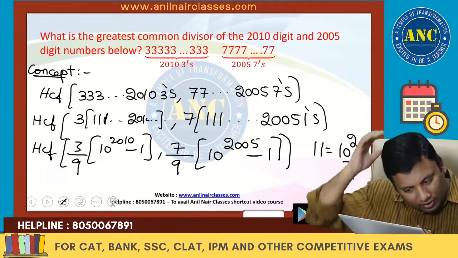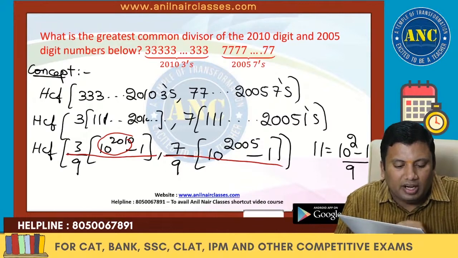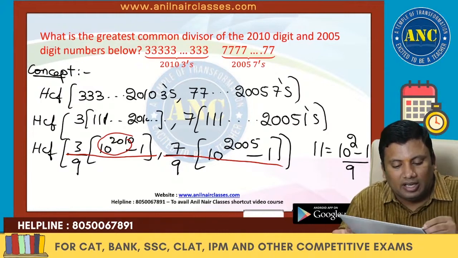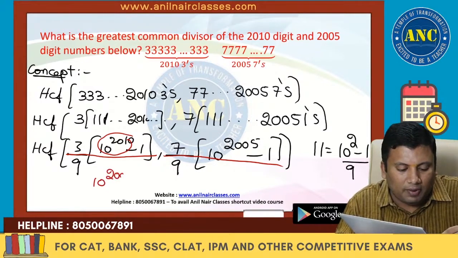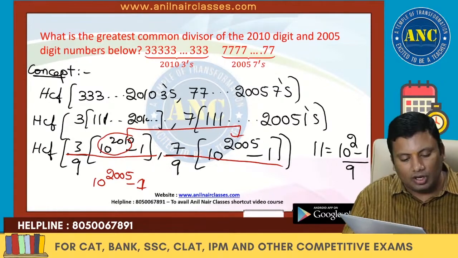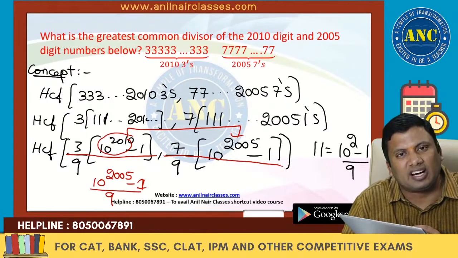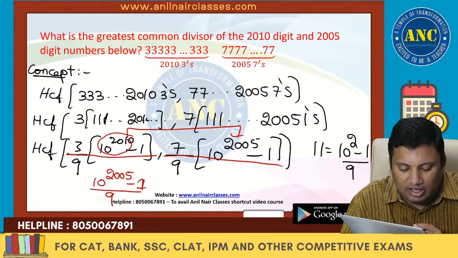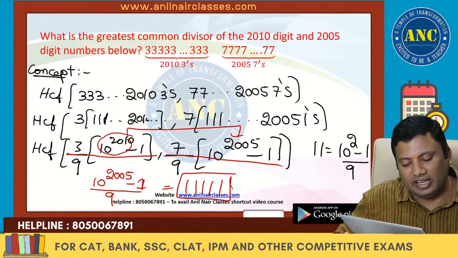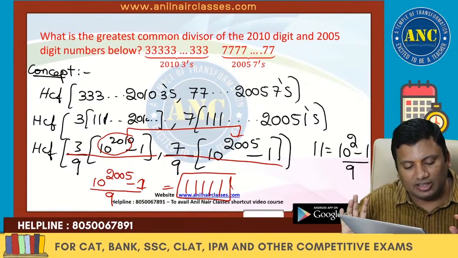Now see here. What is the HCF of this, numerator by denominator? HCF of numerator by LCM of denominator. The HCF is nothing but 10 power 2005 minus 1, because HCF means the power common in both of them, 2005, divided by 9. I hope it is clear, right? So most of the students will write 5 ones as the answer. Is it clear? 5 ones they will think is the answer.